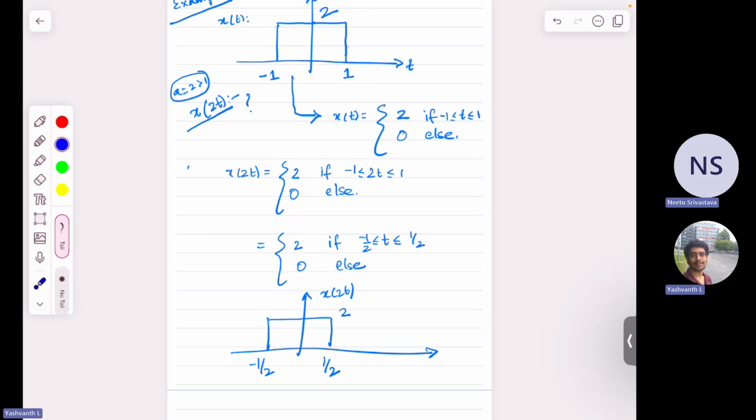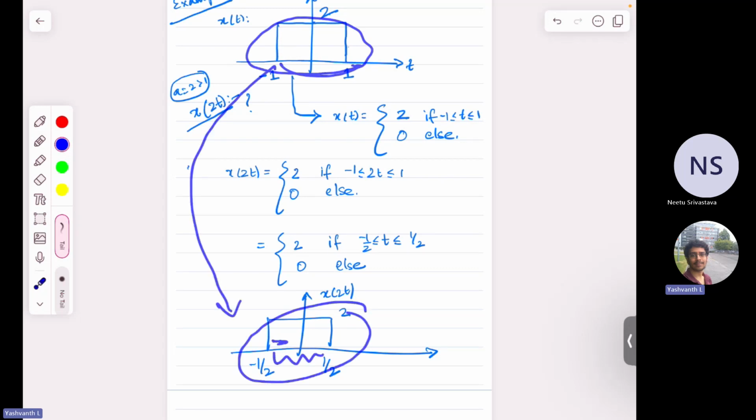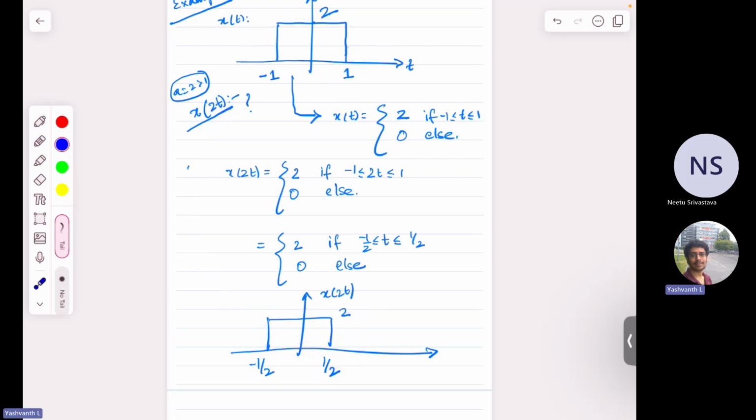It is compression, because this was a larger interval. Now I've compressed that to a smaller interval. The interval is only one; this length is only one now. But earlier this length was 2. So whenever A, the scaling factor, is more than 1, you will have compression of your signal.